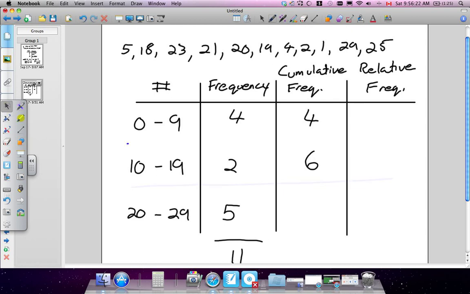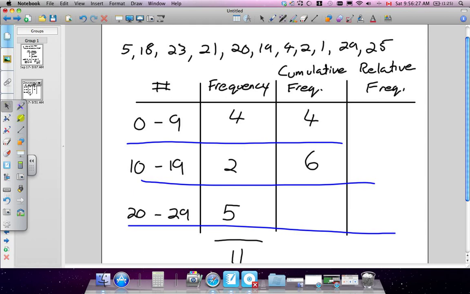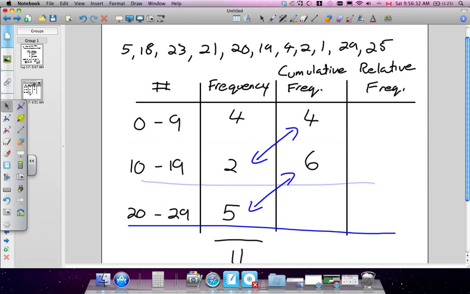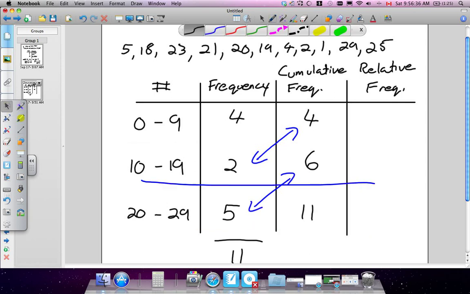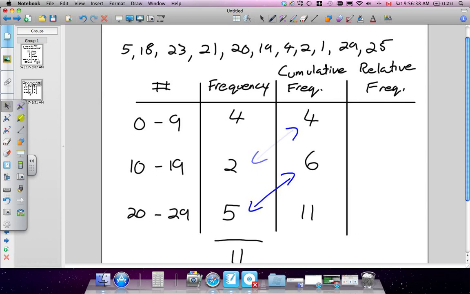So, if we look at our first one, we know there are 4. Remember, there are 4 of them. Yeah. And we know our total is 11. So we got to find our percent. So, we need to do 4 divided by 11. Exactly. And then whatever that number is, we're going to multiply by 100. Now, we actually did this before. Do you remember what it was?